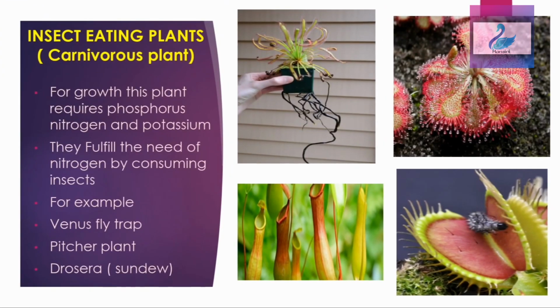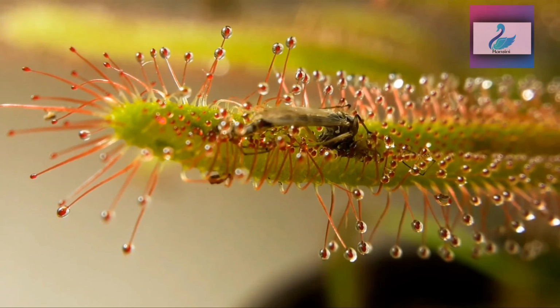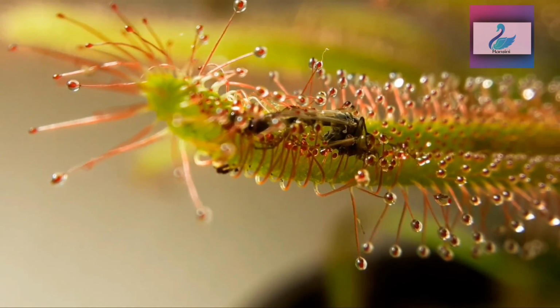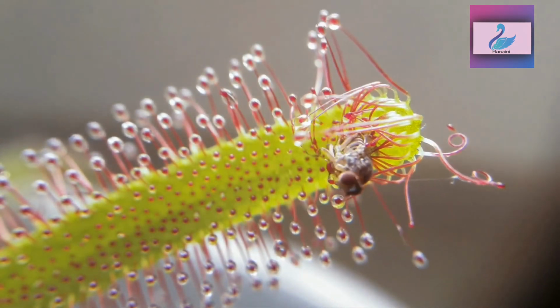Now you can see the insect-eating plant. These plants eat insects. Now you have studied that organisms which eat other living organisms are called carnivorous. Therefore, this is a carnivorous plant. You heard me right? Yes, this is a carnivorous plant.